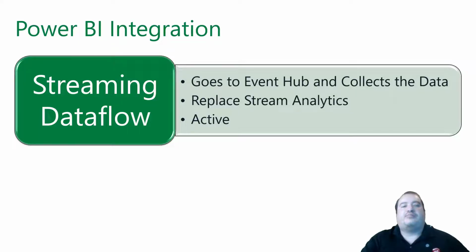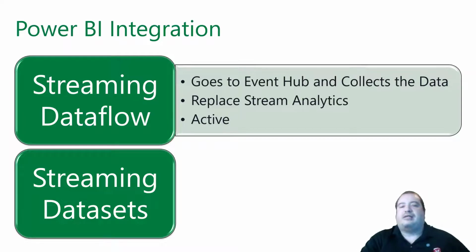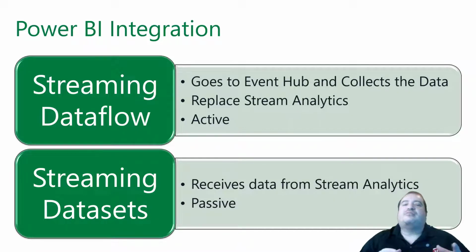It's an active approach. Streaming dataset receives data from Stream Analytics or other applications. It's a passive approach. It keeps waiting for some application to send data to it. In this case, using streaming dataset, we need Stream Analytics to actively send the data to the streaming dataset. And remember that streaming dataflows are deprecated. And now we have Fabric.